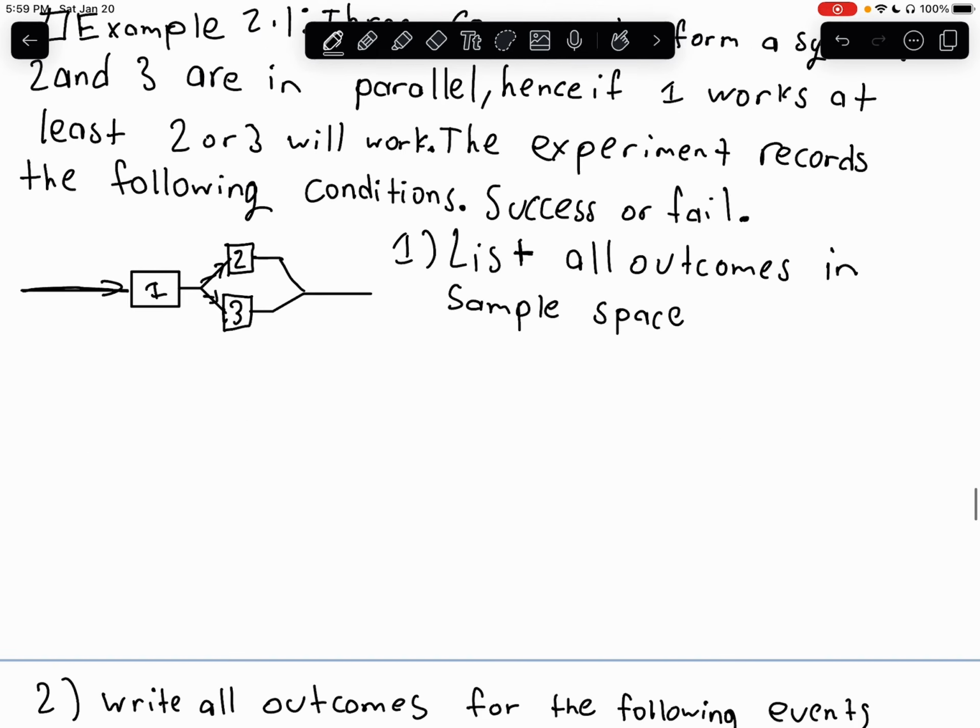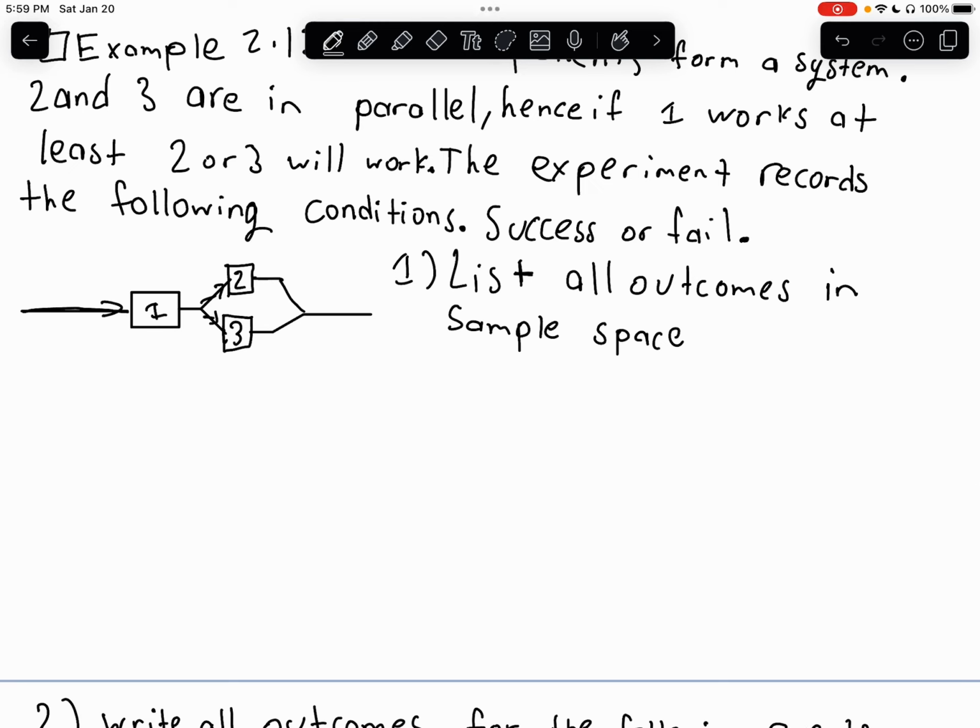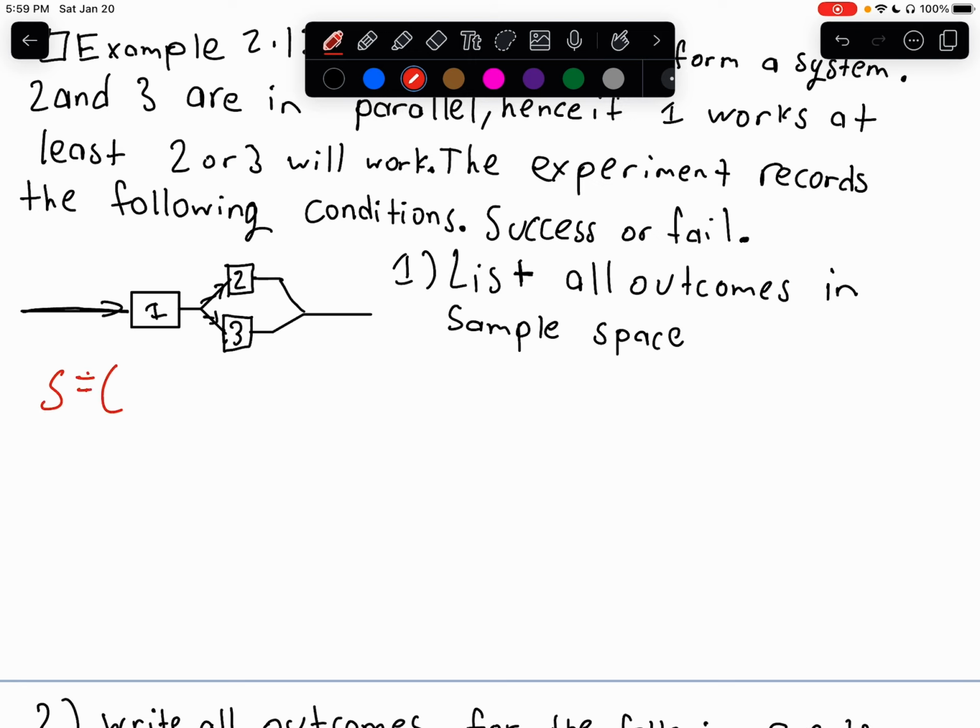The first thing we're going to do is list all the outcomes of the sample space. Remember, every time we do an example, we're going to do it in red. So we have S equals, since we have 3 components, so we have 3 possible outcomes.